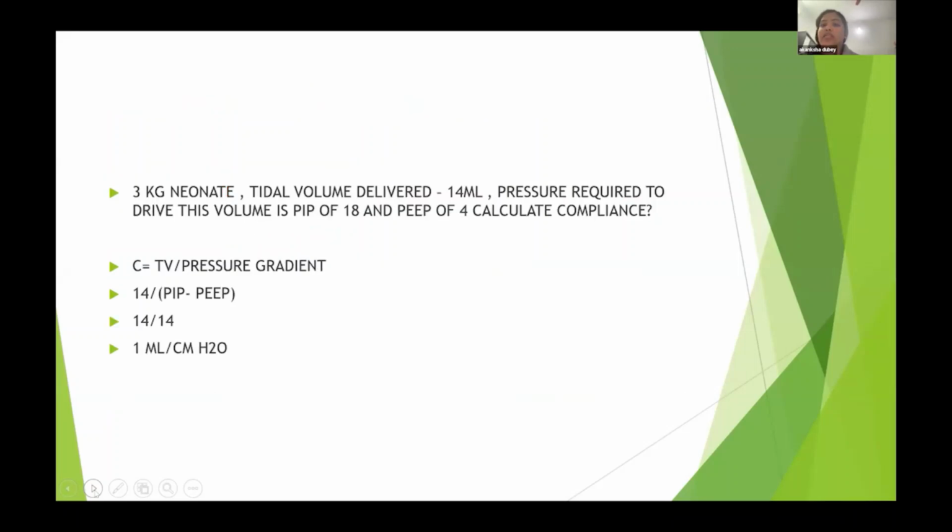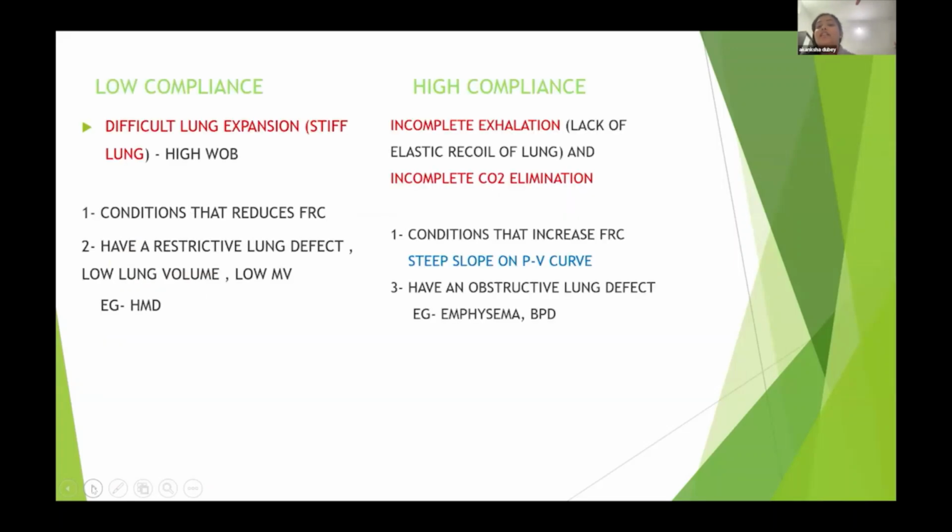So this is just a simple question. Like a 3 kg neonate, tidal volume delivered was 14 ml, and pressure required to drive this volume is PIP of 18 and PEEP of 4. So how are we going to calculate the compliance? Compliance simply means change in the volume divided by pressure change, the pressure gradient. So tidal volume is 14 and the pressure gradient is PIP minus PEEP. So it came out 1 ml per centimeter of water. In a normal healthy newborn, the compliance is about 2 to 2.5 ml per centimeter of water.